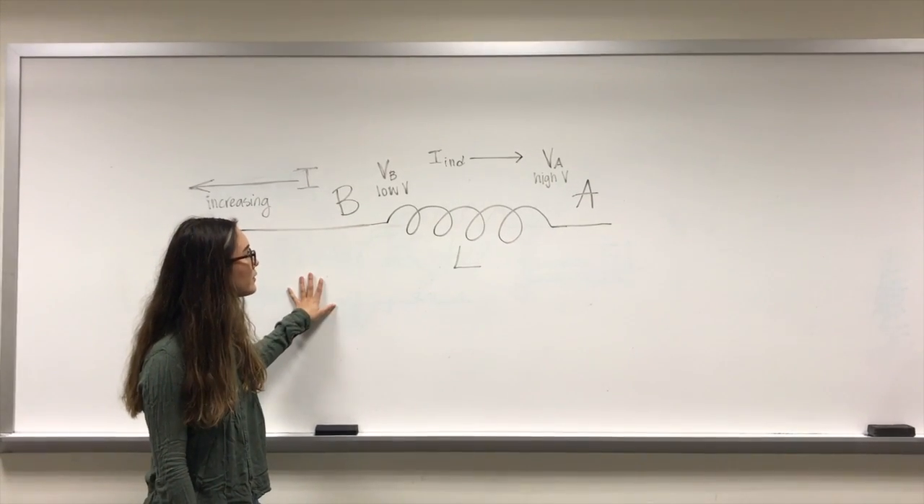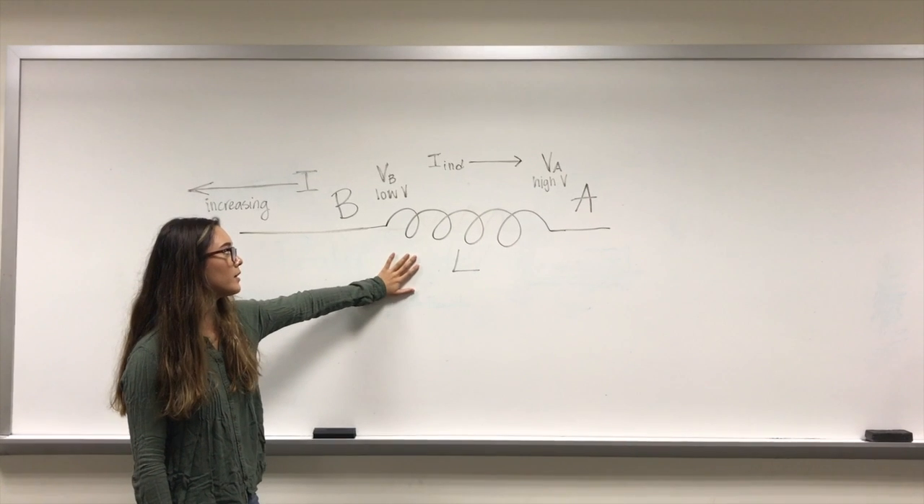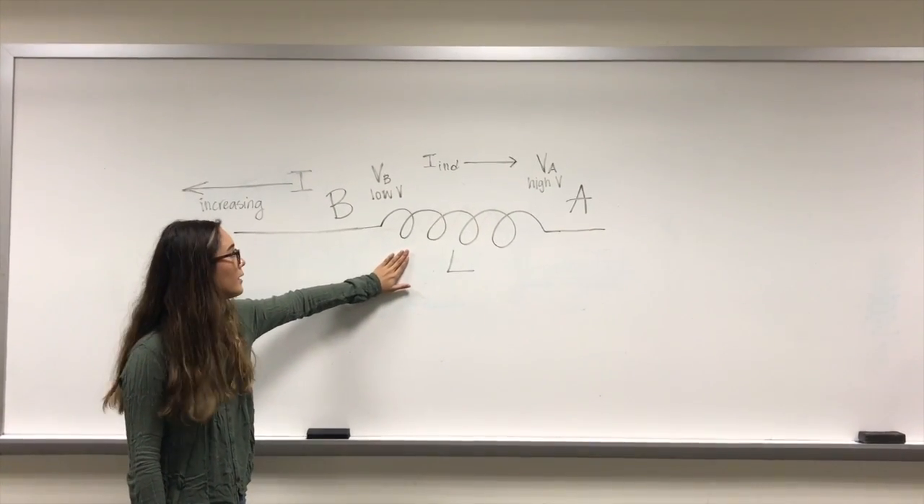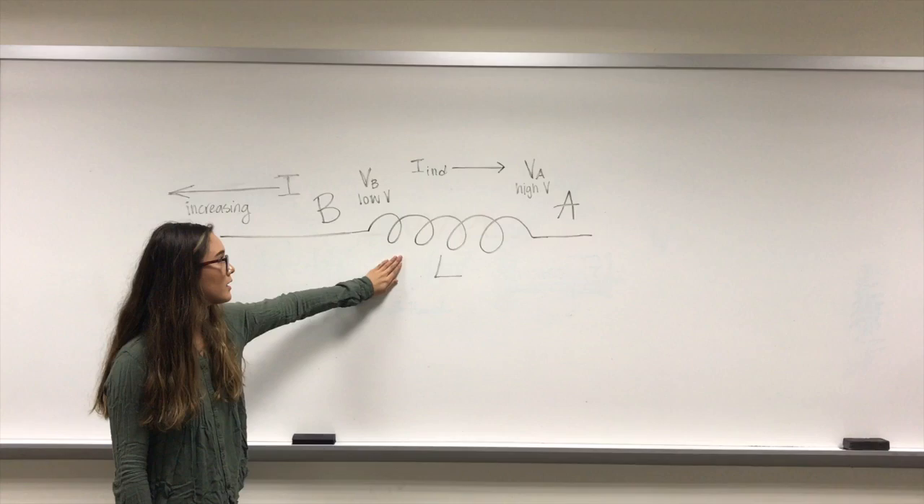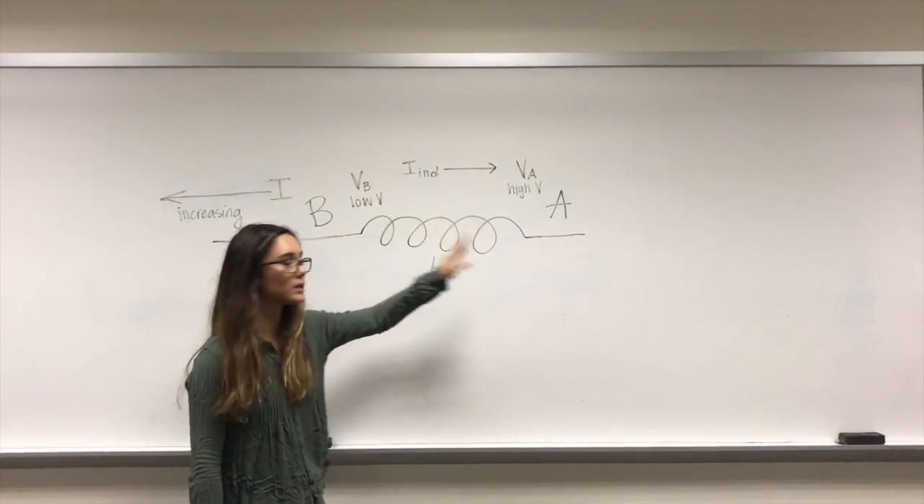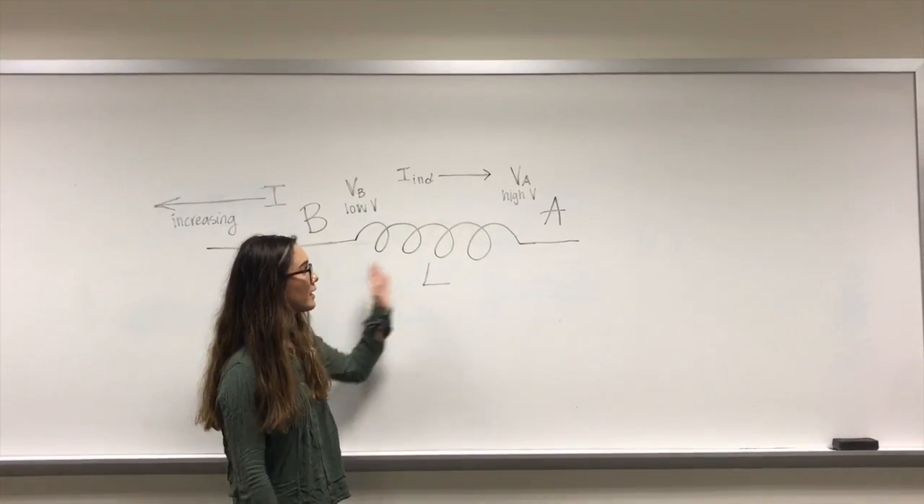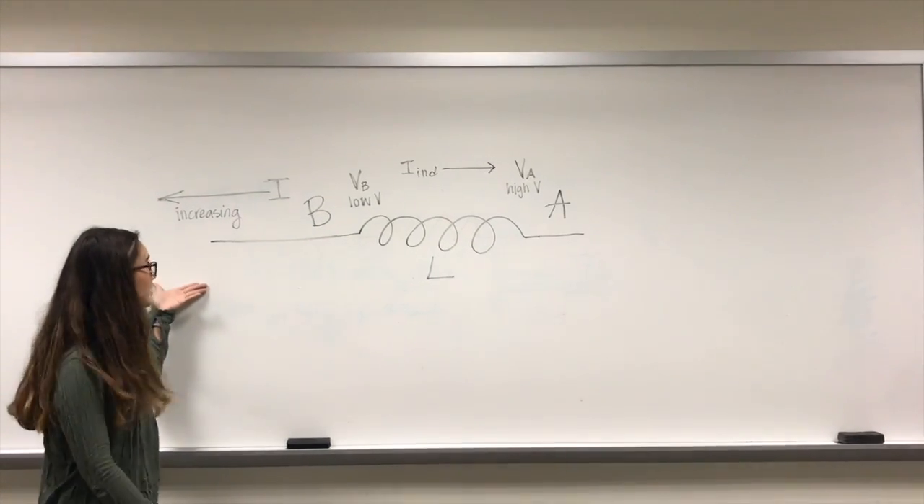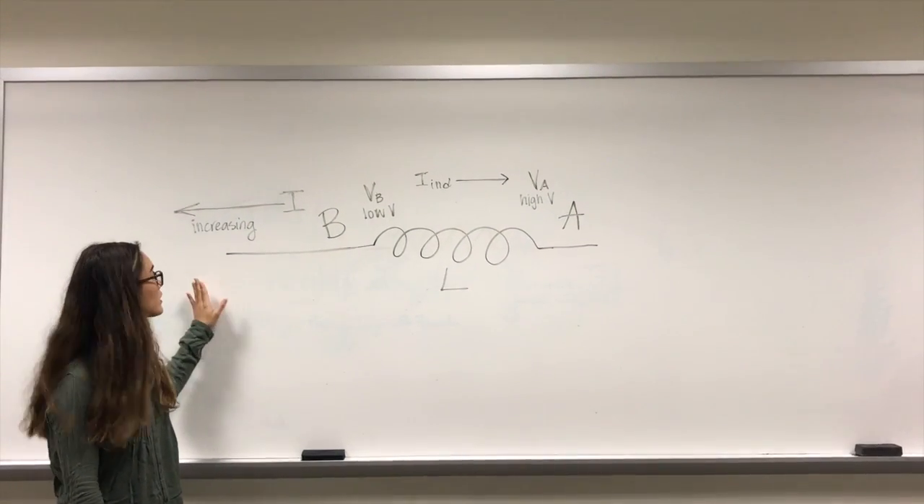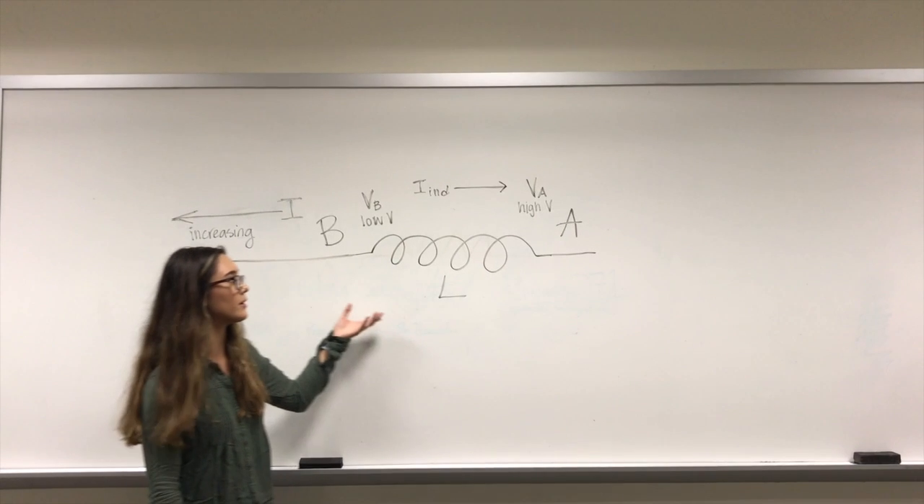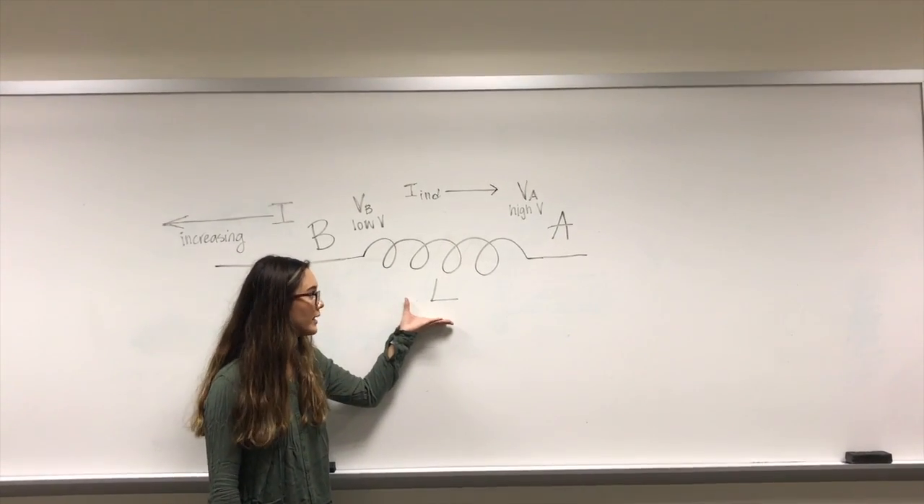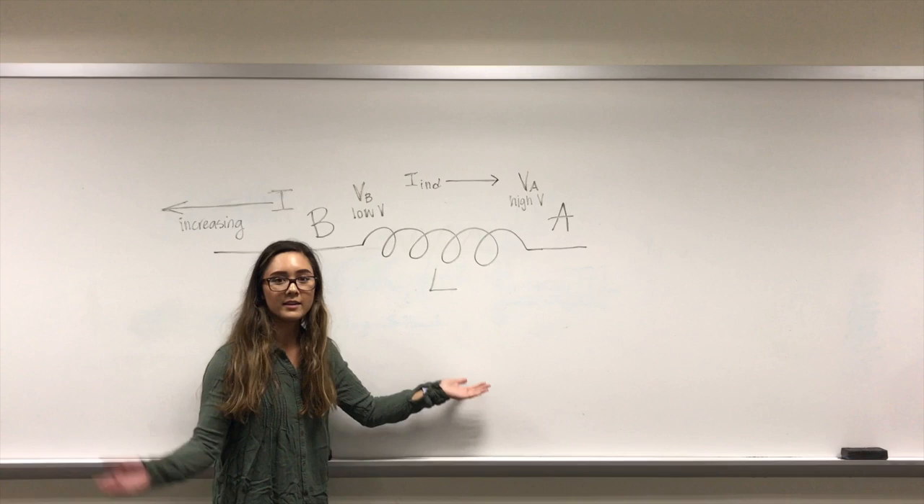But to counteract this current, there's going to be an induced current in the inductance that is going to go from low to high voltage, therefore counteracting the increasing current that's going to the left. So we know that the current overall is increasing because there is an induced current in the inductance, and that's the answer.